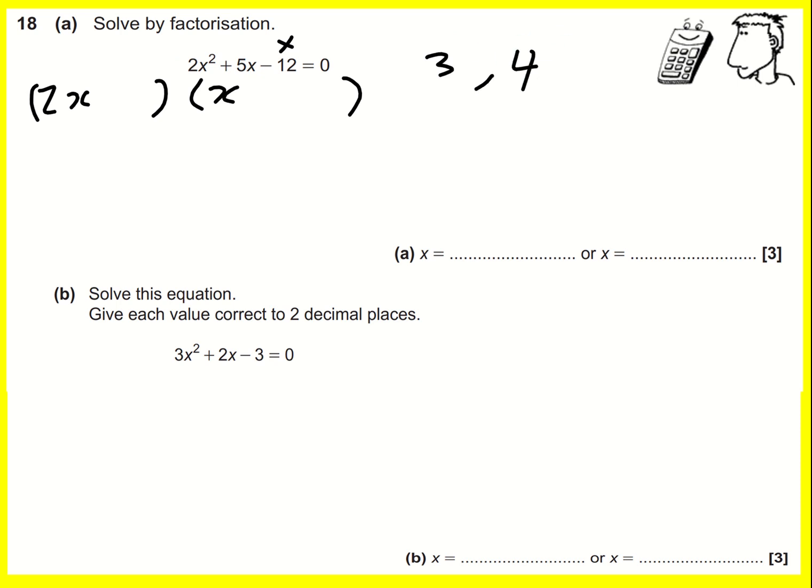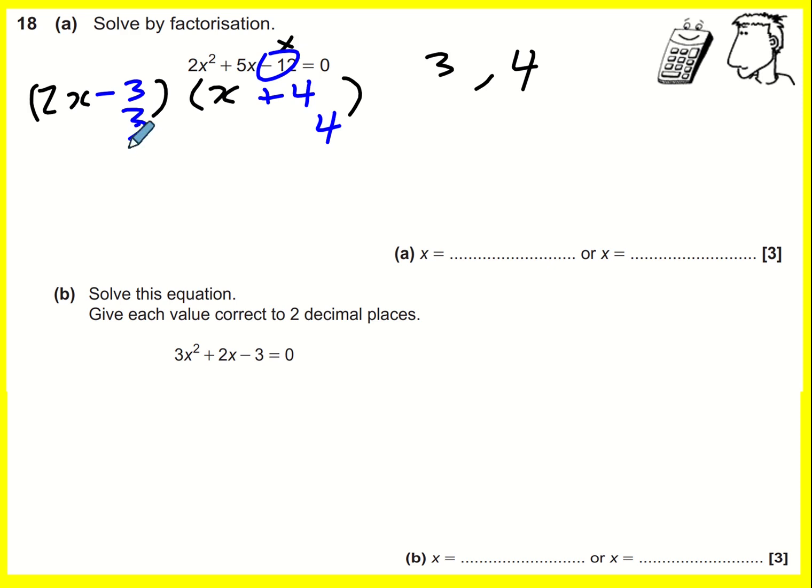Now, if we think about this, if I put 3 here and 4 here, then when I multiply it through, I'll get 8x and I'll get 3x. Now, I immediately see that this will work because I want 5x. So if I put in plus 4 and minus 3, then I will get my minus 12 by multiplying. I'll get 8x, I'll get minus 3x, I'll get my 5x as well. So it just happened that it worked on my first go.